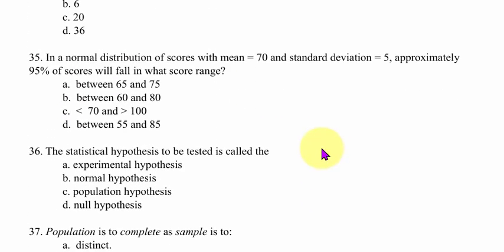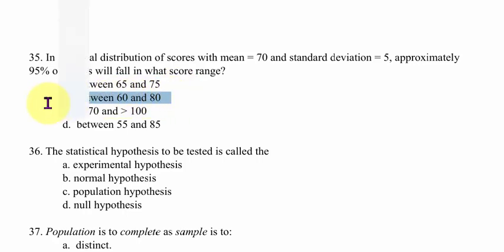Okay, 35. In a normal distribution, scores with the mean of 70, standard deviation of 5, approximately 95% of the scores will fall between which range? That is the empirical rule again. 95% is the mean plus or minus 2 standard deviations. So 2 times 5 is 10. So the low number is going to be 70 minus 10, which is 60. The high number is going to be 70 plus 10, which is 80. And there's your answer right there.